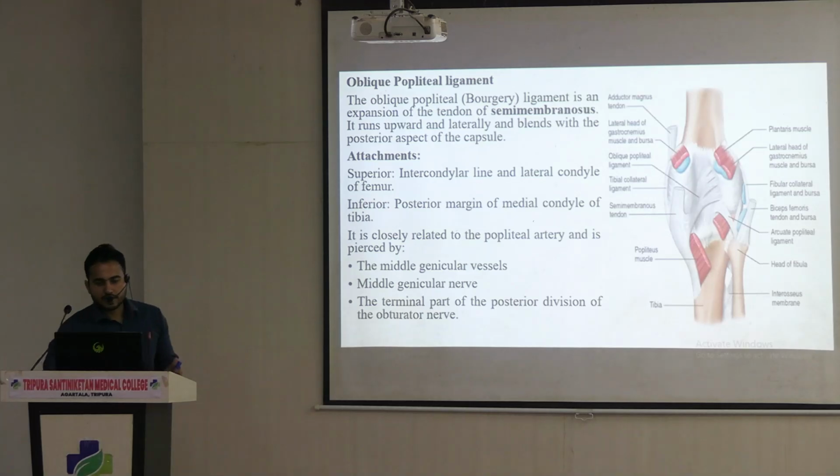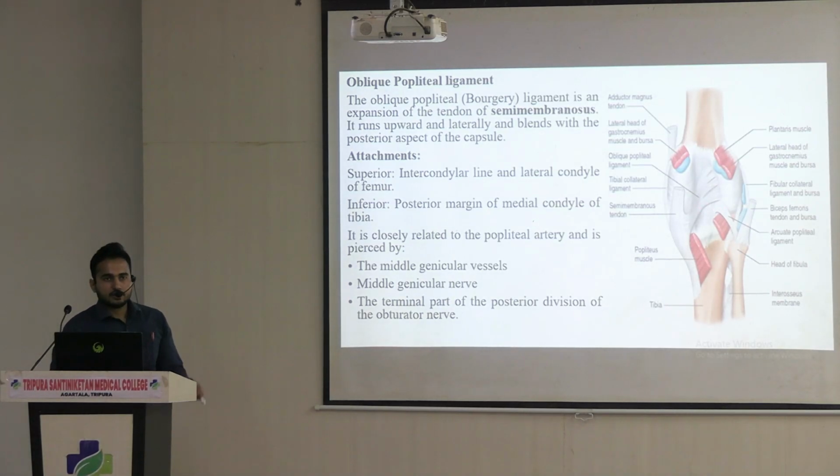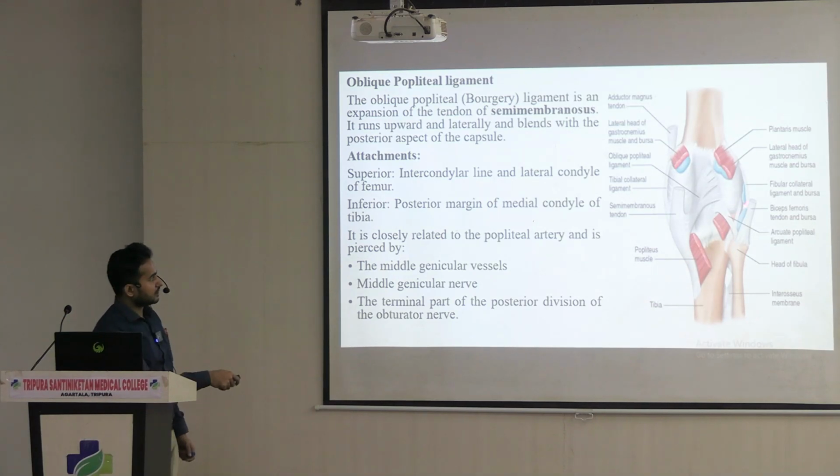Now the posterior band, arcing over the popliteus muscle, is attached to the lateral condyle of the tibia. Okay, here the lateral condyle is there, so it is attached to the lateral condyle of the tibia. Okay, now if you see the anterior band, it passes deep to the fibular collateral ligament and it is attached to the lateral condyle of the femur. It will go and attach to the lateral condyle of the femur. That is the arcuate popliteal ligament.